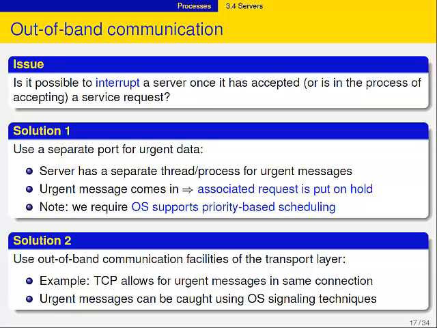It's very common to use either scheme. I'm not in favor of using one or the other. If you don't have separate ports, you use the TCP urgent pointer, and otherwise you just use separate ports. But what I'm trying to say is it's important to have communication with the server while it's doing stuff for you. That's part of the design of a server.